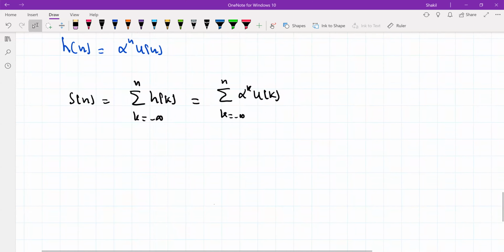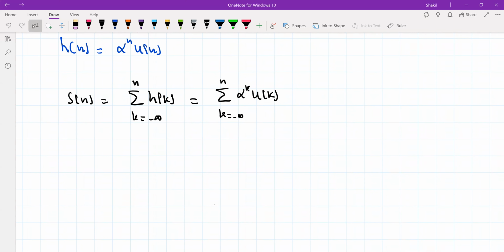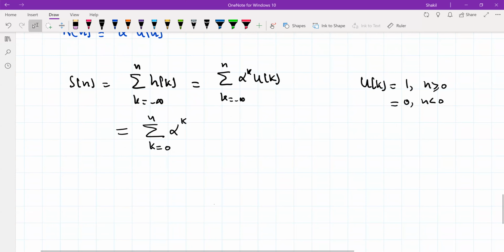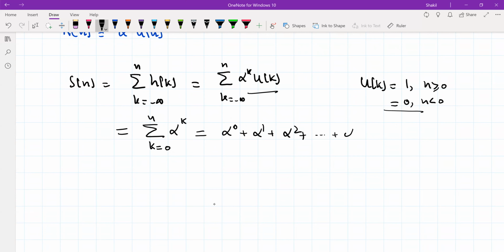Using the definition of u of k, this is equal to 1 when k is greater than or equal to 0, and equal to 0 when k is less than 0. Using this in the summation, we get k running from 0 to n of alpha raised to the power k. So this will be alpha raised to 0, alpha raised to 1, alpha raised to 2, and so on, plus alpha raised to n, which is the last term.